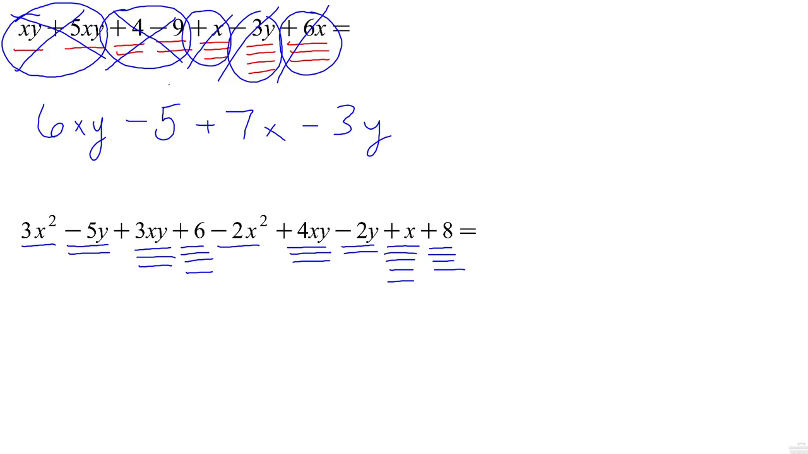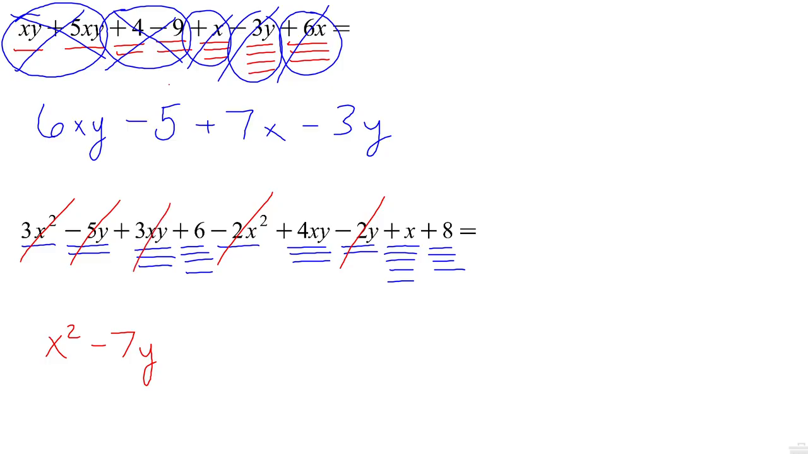So we'll start with the ones that are underlined once. 3x squared minus 2x squared. 3 minus 2 is just 1. So that'll just be 1x squared, or x squared. Then we've got minus 5y and minus 2y. Well, minus 5, and then if you subtract another 2, would be minus 7y.